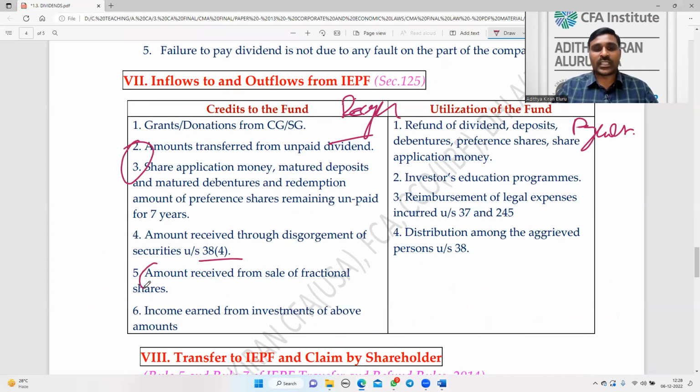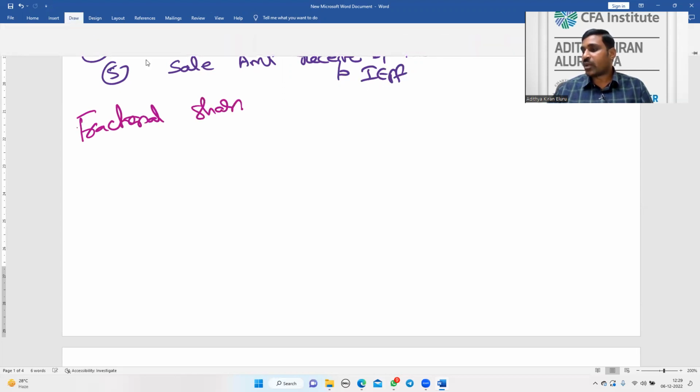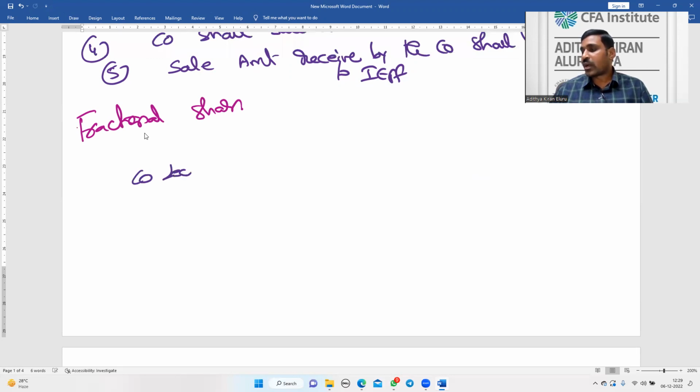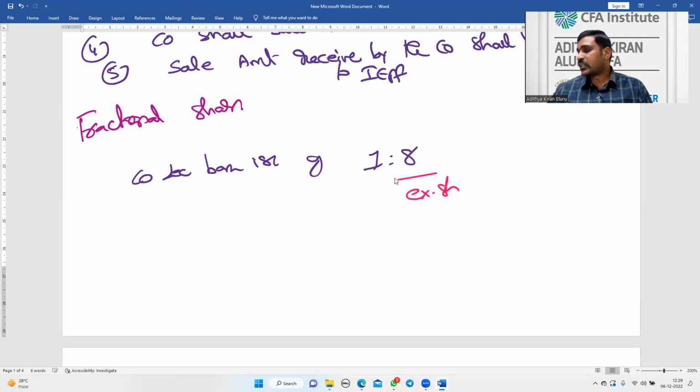Next, amount received from fractional shares, like in case of a fractional bonus issue or fractional amalgamation. Say for example, the company declared a bonus issue of 1:8. What is meant by a 1:8 bonus issue? 8 existing shares will be eligible for one bonus share. That is the bonus ratio.